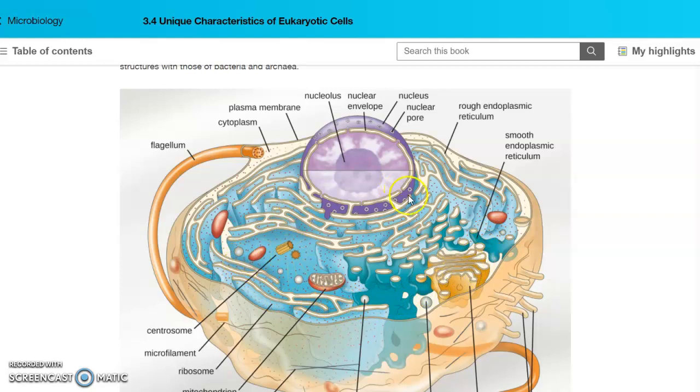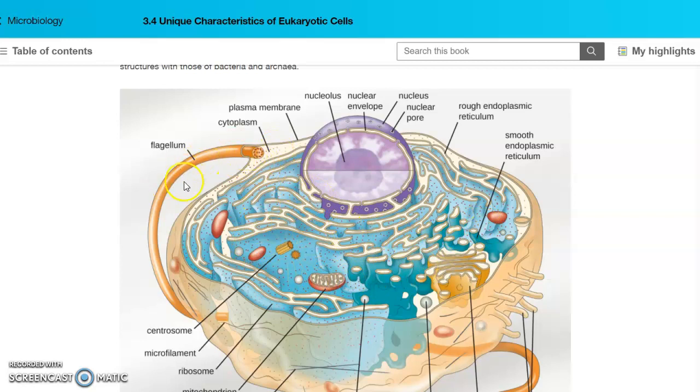So we have the endoplasmic reticulum, both rough and smooth. We have the mitochondrion here. We have the Golgi apparatus here. We've got lysosomes. We've got peroxisomes. We have centrosomes here. We still have ribosomes, just like we saw in the prokaryotic cell. We also have cytoplasm that's going to fill in the areas.